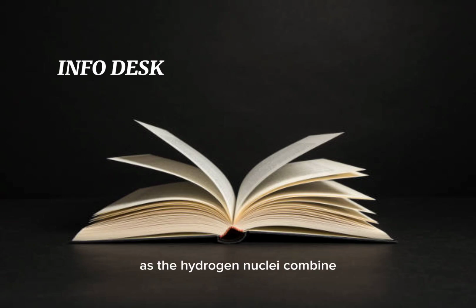Energy release. As the hydrogen nuclei combine, a small fraction of their mass is converted into energy. This energy is released in the form of high-energy photons, which we perceive as light and heat. These photons travel from the sun's core to its surface, eventually reaching Earth.